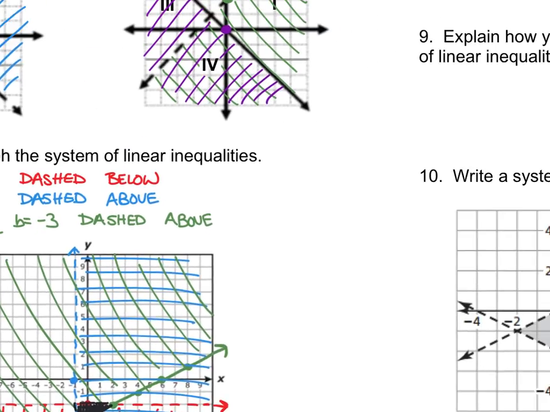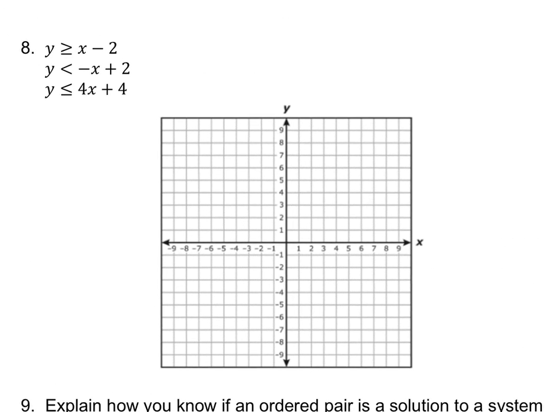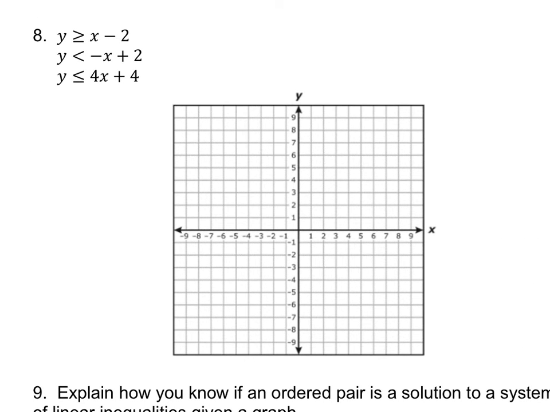Let's do another example. Now, none of these are horizontal or vertical lines, which is great because now I get to practice doing slope and y-intercept. For the first inequality, which has a greater than or equal to sign, the slope is 1 and the y-intercept is -2. Since it's got the "or equal to" underneath it, I know this is going to be a solid line, and since it's greater, I'm going to end up shading above.